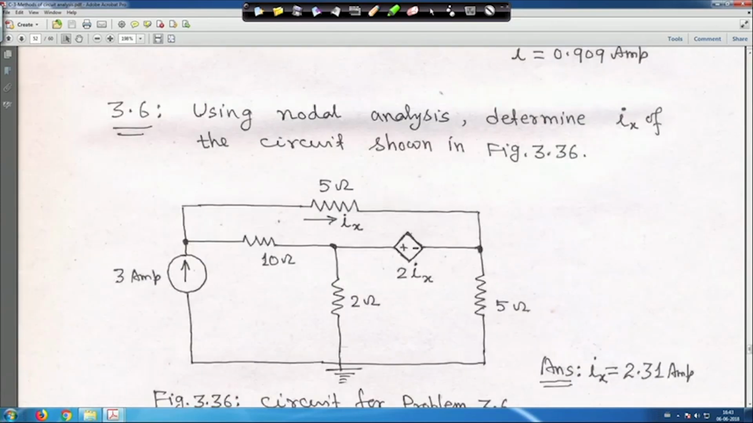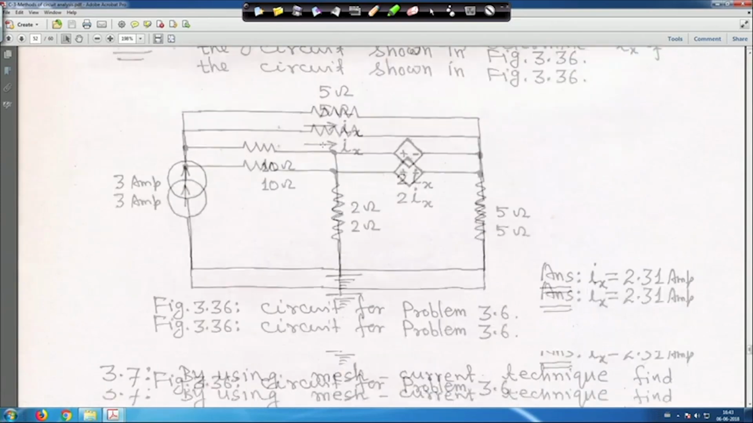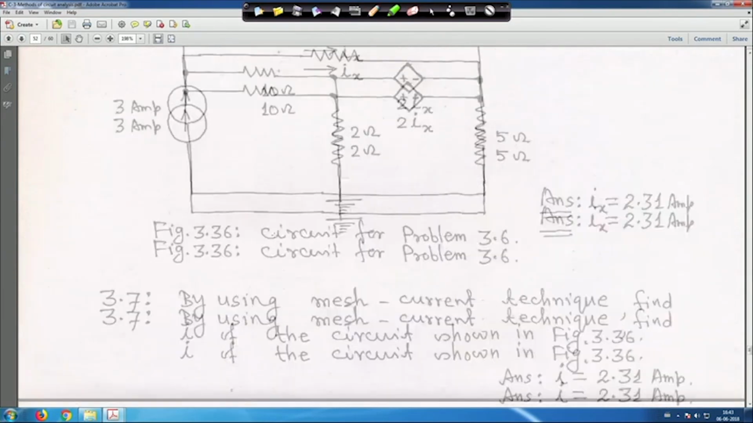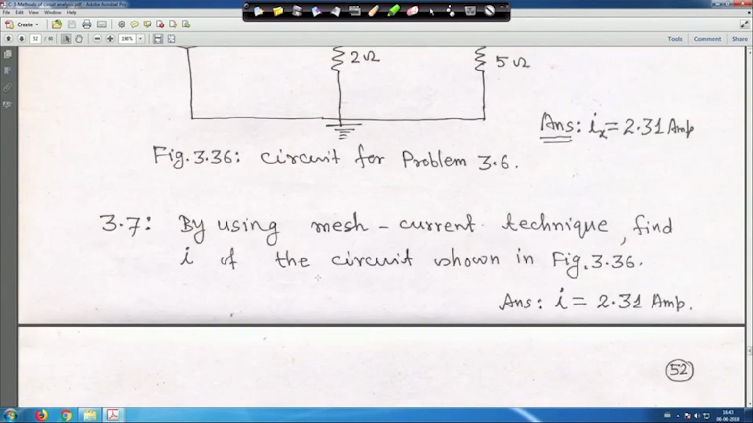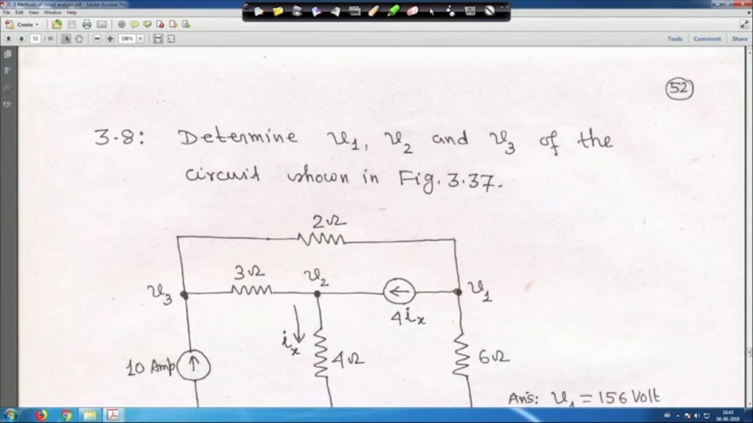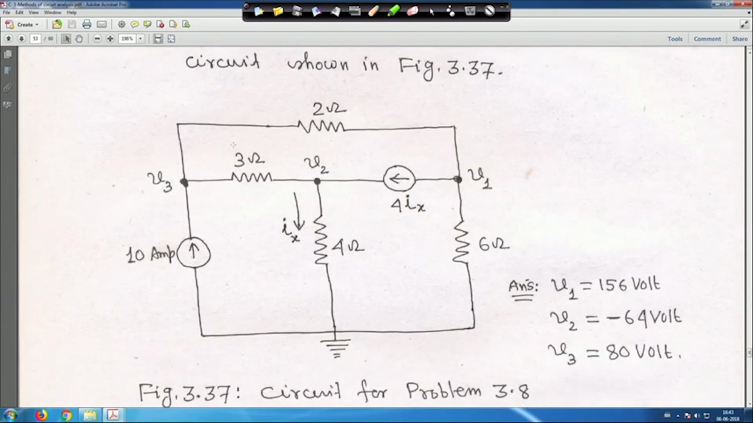So, you are asking for nodal analysis, and the same thing for mesh analysis, both you will do. Then problem 3.8: you have to find V1, V2, V3 of the circuit shown in the figure. V1, V2, V3 are all marked, and there is an independent 10 ampere source and a dependent current source of 4 Ix. All answers are given.